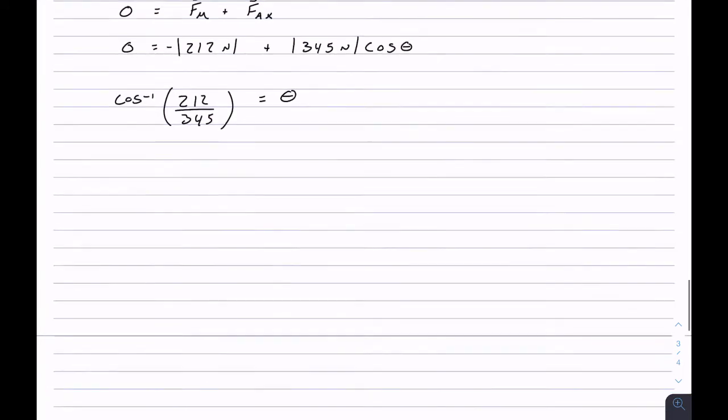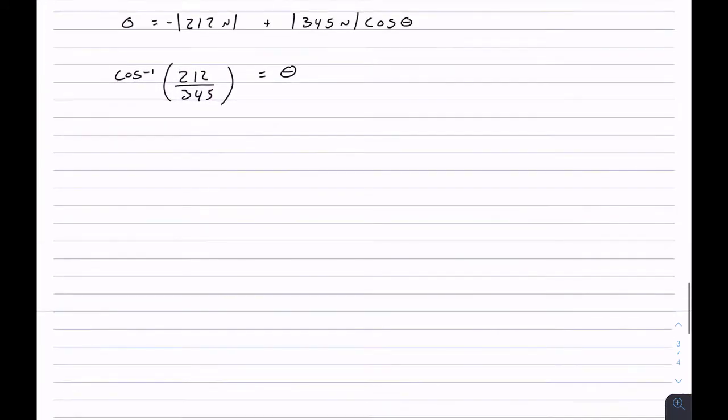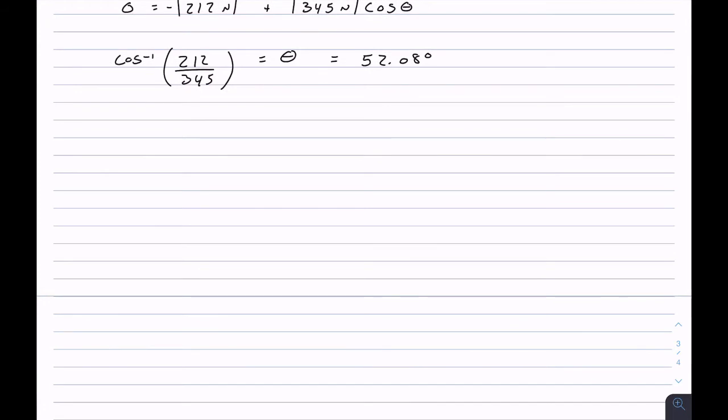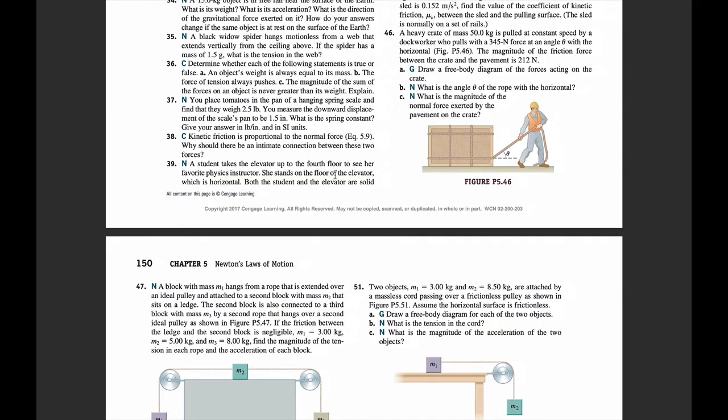Okay, a little bit of quick algebra there. And then this is going to give us 52.08 degrees with respect to the horizontal. So now let's see what else we are being asked. This was problem 46. What is the magnitude of the normal force exerted by the pavement on the crate?